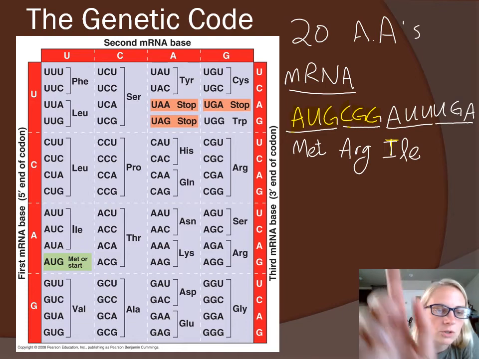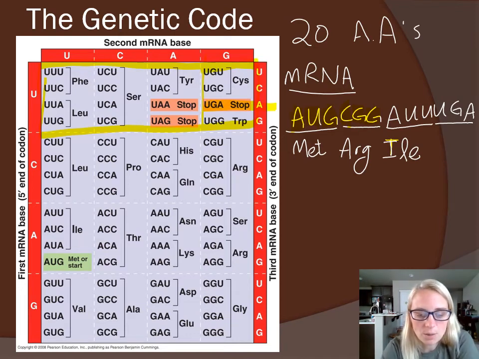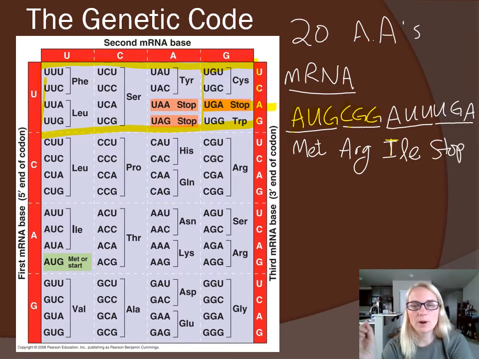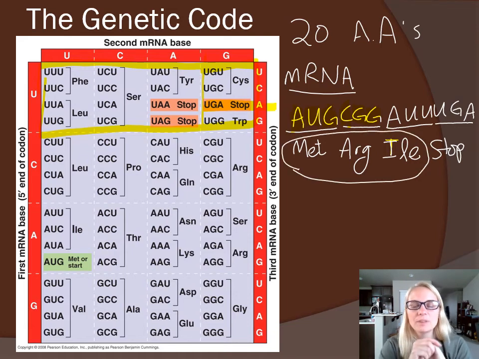Okay, so now we're up here, U in this box, G is in this box, and A is right here. So this is a stop codon. Hey, there's built-in instructions to tell the ribosome we're done. So in this particular example, we have a really short tripeptide, methionine, arginine, isoleucine, and that's as far as I was able to go.